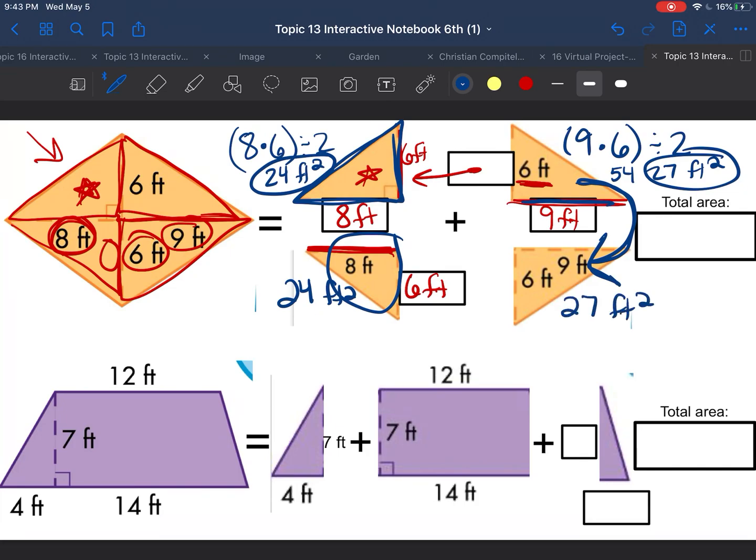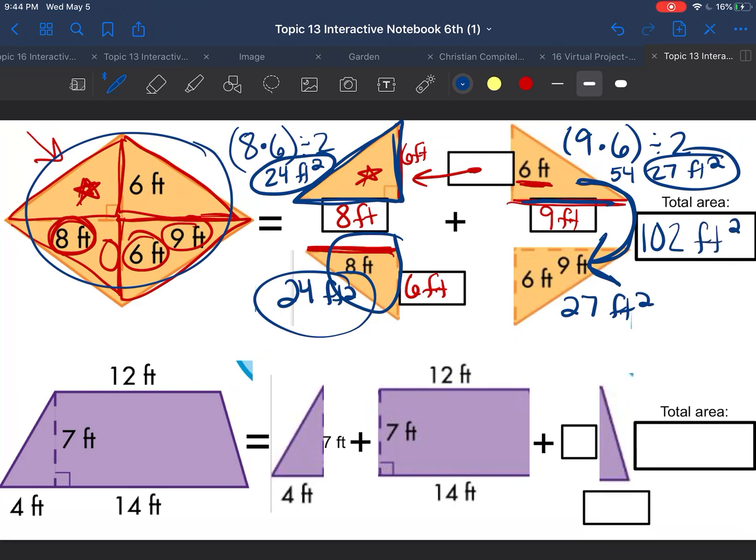Okay, so now what we have to do is add up all of those areas to find the total area of this shape. So it would be 27 plus 27 plus 24 plus 24. It would be 102 feet squared.